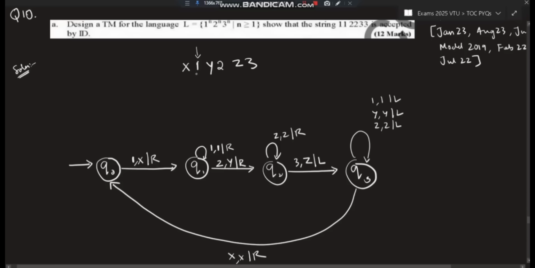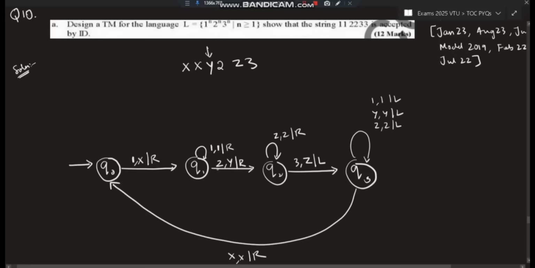Now we are present at 1 in this state. What is the rule? 1 comma x r. So I'll just make it as x and move to the right. When I move to the right, I have y here. Now when I move to the right, I encountered a y, but the definition is not present here.